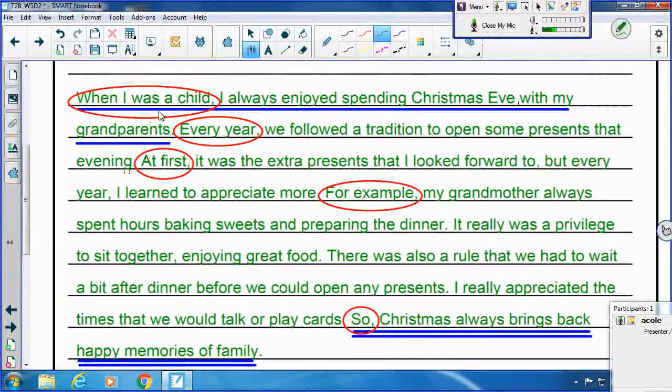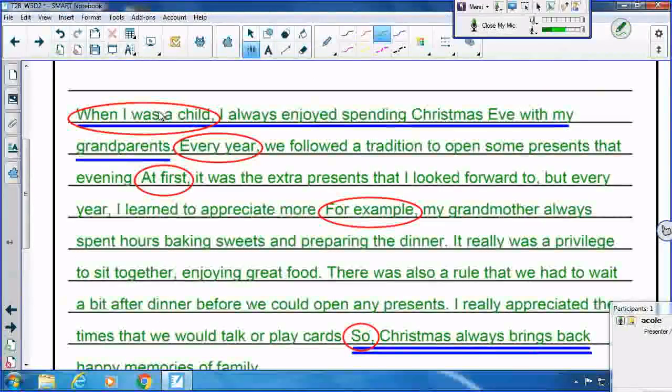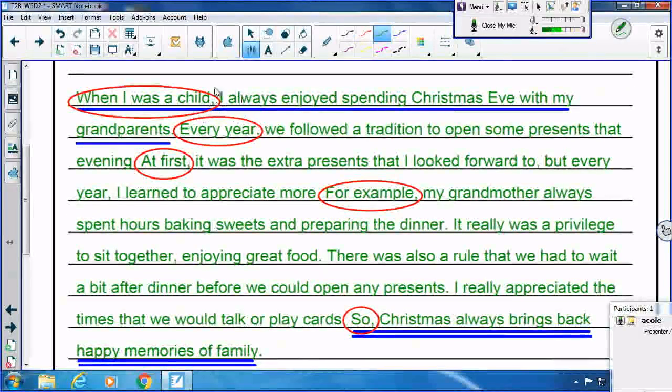The other thing I've done here is I've circled transitions. You want to have at least 2 transitions in this assignment. I'll just tell you which transitions I have. And you always want to put a comma after a transition. So I have when I was a child, comma, every year, comma, at first, comma, for example, comma, and so, comma. Transitions help the reader follow along with what you're saying.